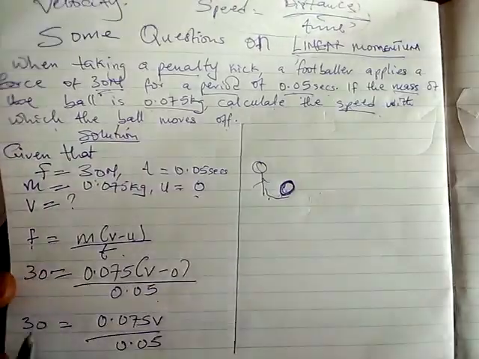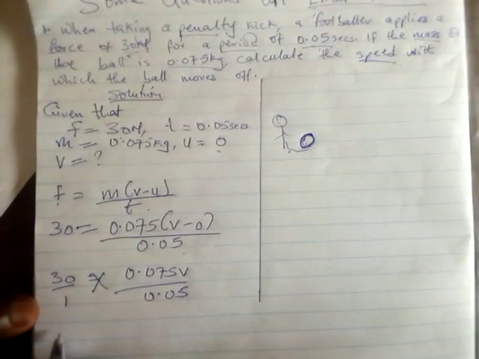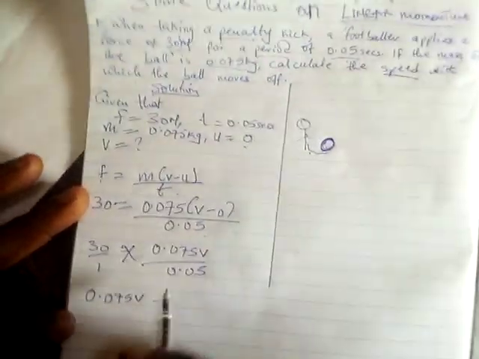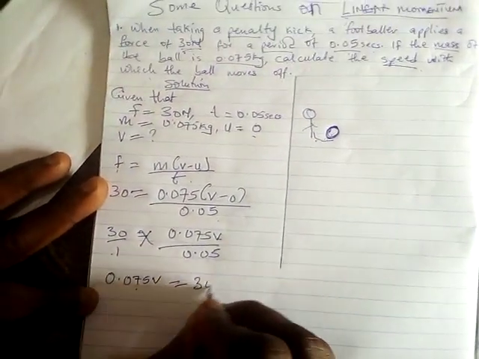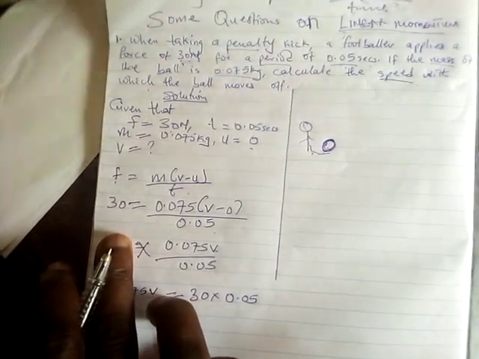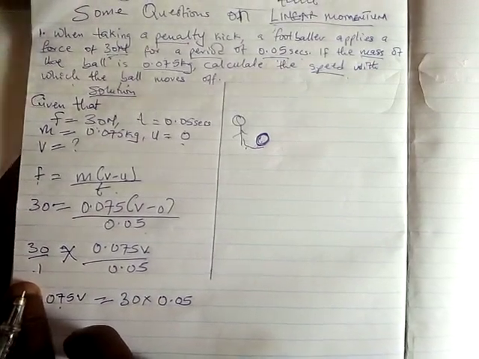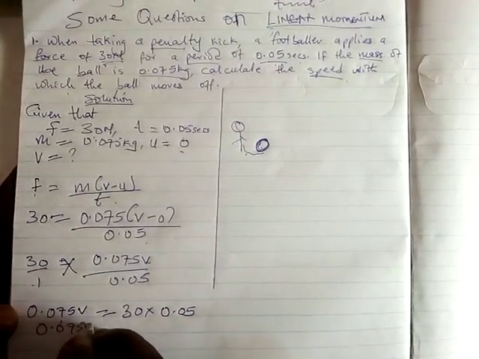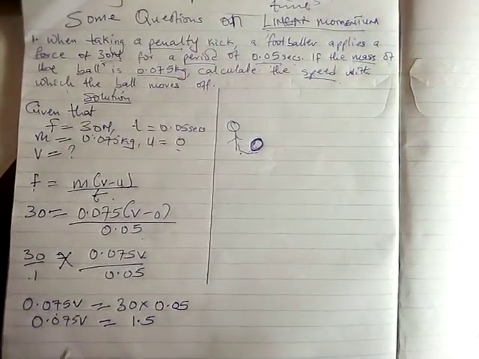Now at this point, you can just go ahead and cross multiply. When you cross multiply, you now have 0.075 V equals 30 times 0.05. At this point we can just go ahead and multiply 30 times 0.05, and your final answer there will be 0.075 V equals 1.5. Now from here, what we are looking for is V.